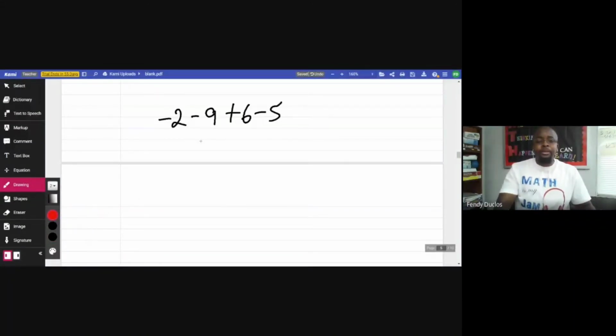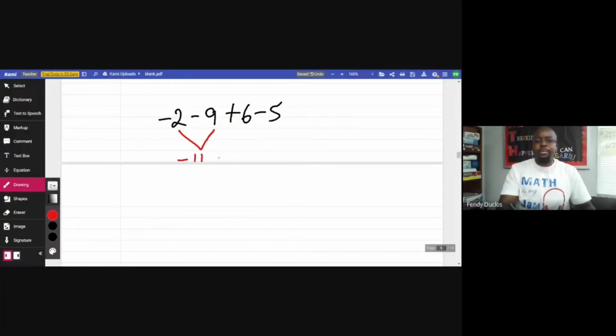Okay. Negative 2 minus 9, do that first. And again, I always, when it comes to math, don't try to do it all at once, you guys. Chunk it and focus on just getting one piece at a time, okay? And that's where you have the most success. Negative 2 minus 9 equals negative 11.